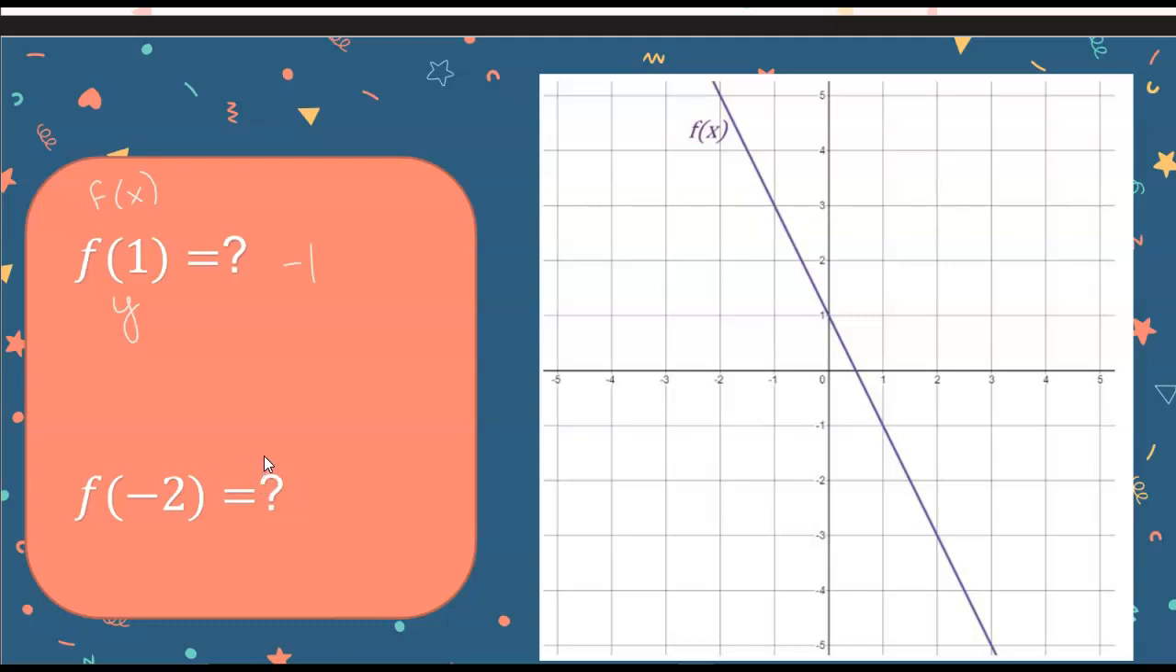All right, how about f of -2? Same idea. -2 is our x. We're going to take our x-axis, go over to -1, -2, go up to the function. Here's where it matches the function, and our y value here is 5. So our answer here is 5.